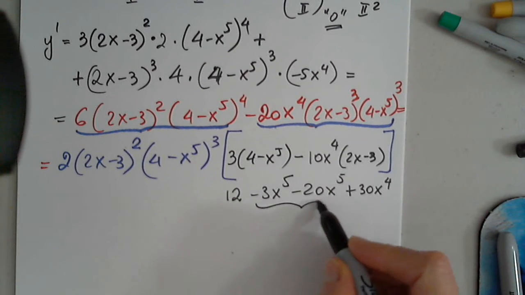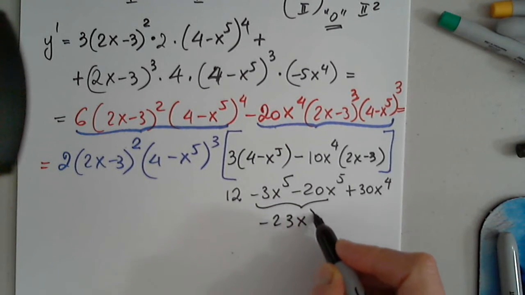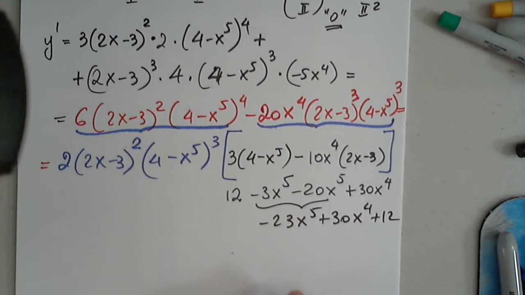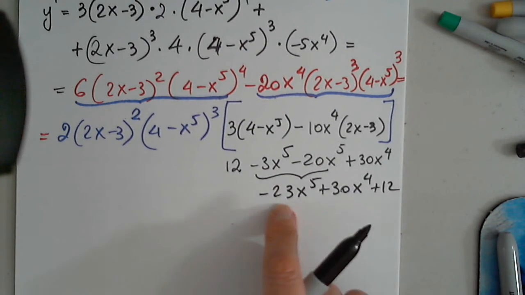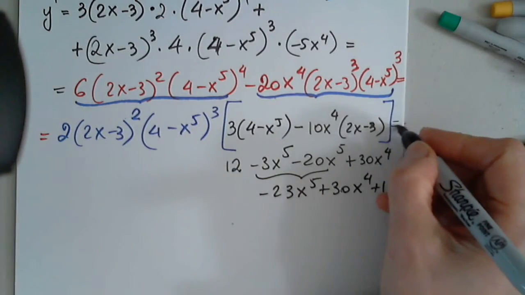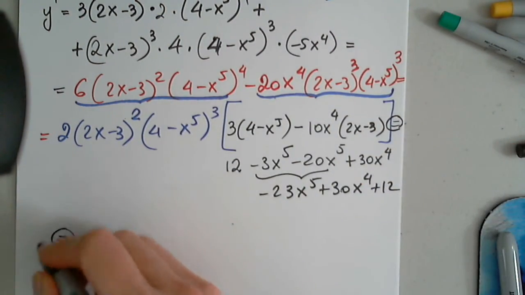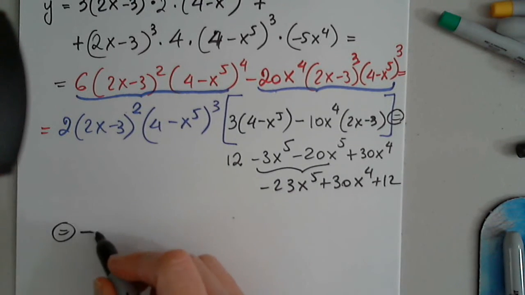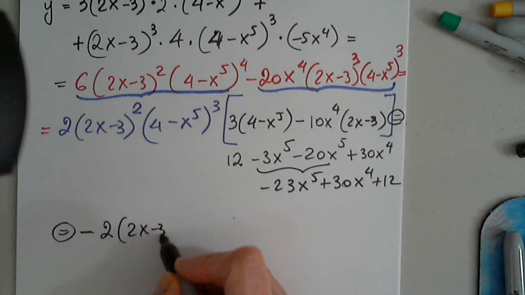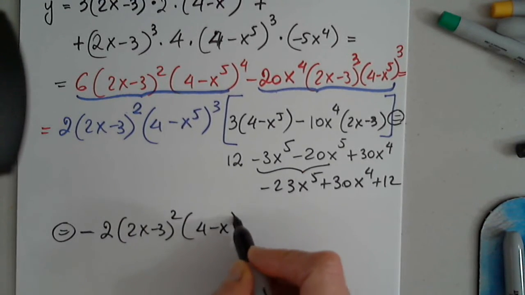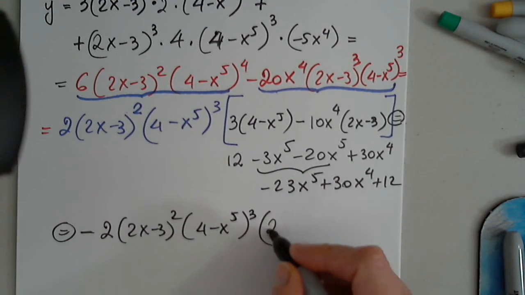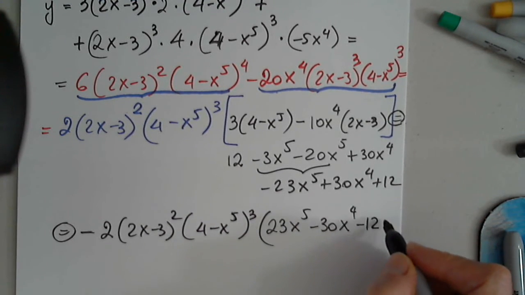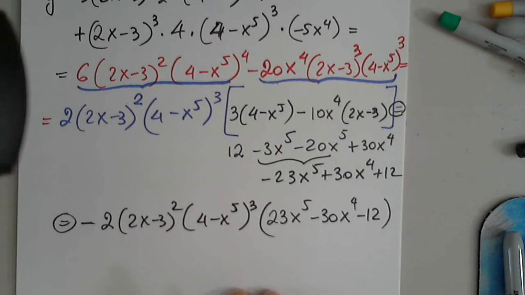Okay, so here I'm going to write negative 23x to the 5th plus 30x to the 4th plus 12. And I will only factor out negative 1. So from here, I'll circle the answer where it continues. I copy everything, but I put a minus in front with a 2, and 2x minus 3 squared, and 4 minus x to the 5th to the 3rd, and now 23x to the 5th minus 30x to the 4th, and minus 12, because there is nothing else I can do here.